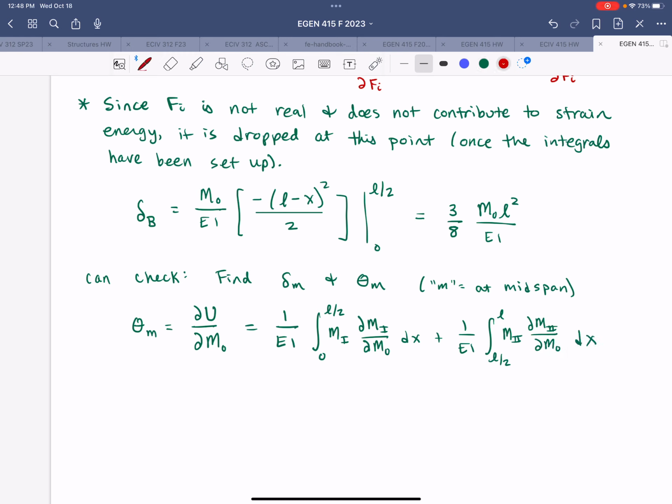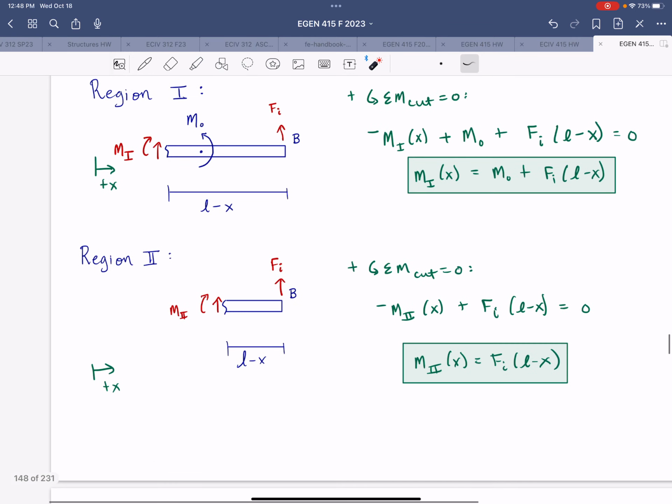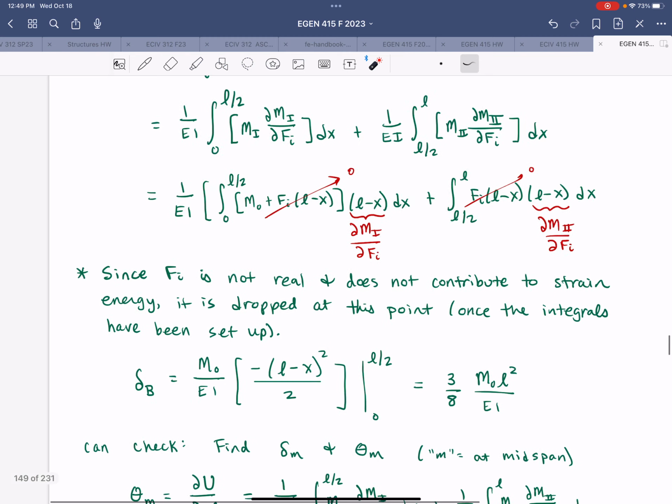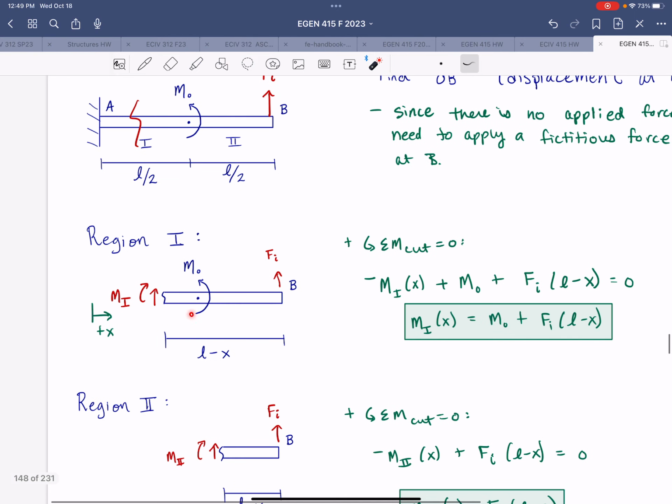So it's important to note that here with this evaluation, we are no longer using the expressions for moment in region 1 and 2 that we found on the previous page, because those are all with respect to a fake force applied at the free end, right? So this was specifically for finding the deflection at B. Now that we're calculating the slope at the midspan, we have an actual moment there. So our moment expressions will just be, for region 1, m naught, and for region 2, 0.